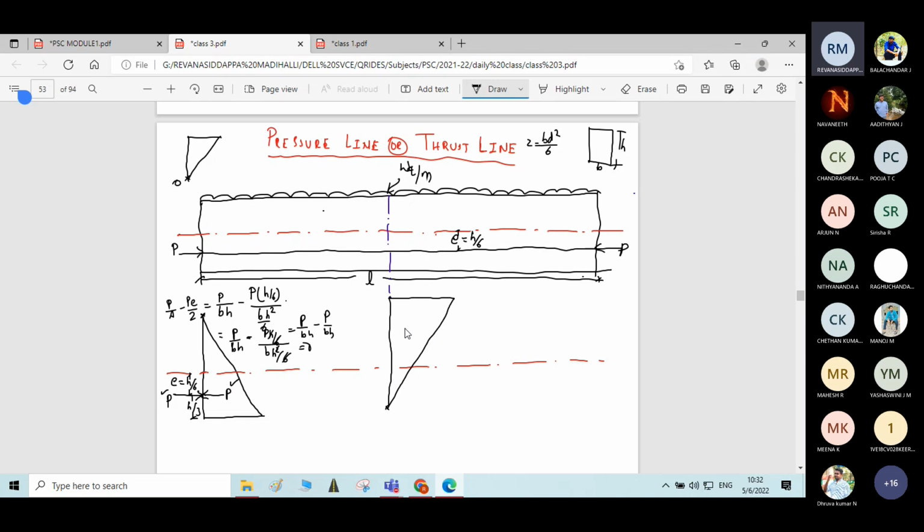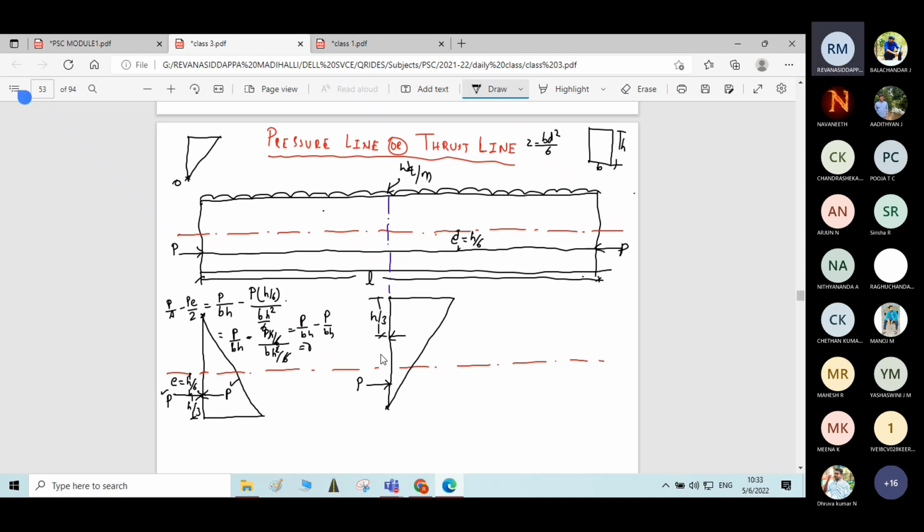So in this case, here we will have the prestressing force. In this case, the thrust line, the resultant of this whole stress at the center of the span, will shift to h by 3 from the top fiber.